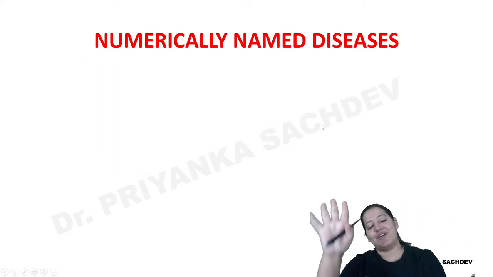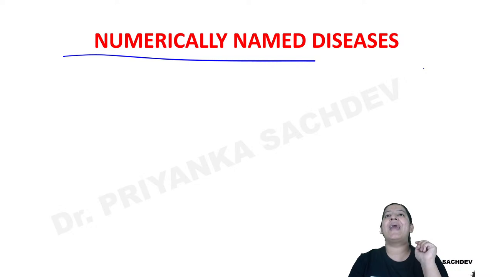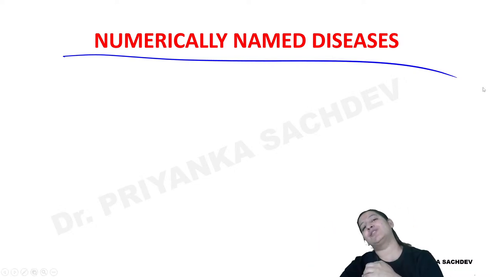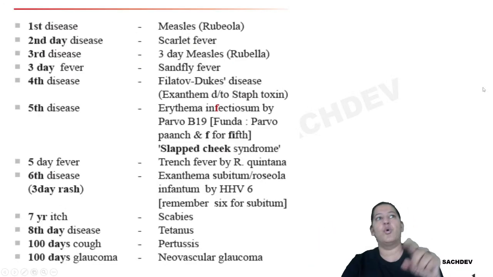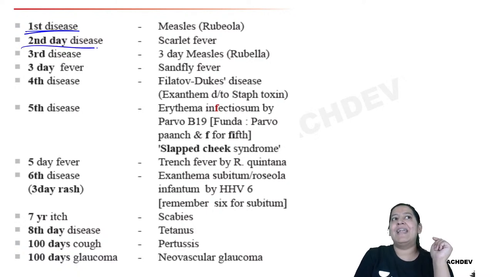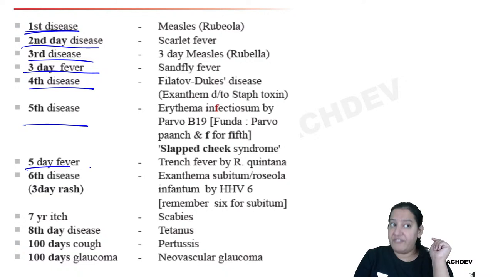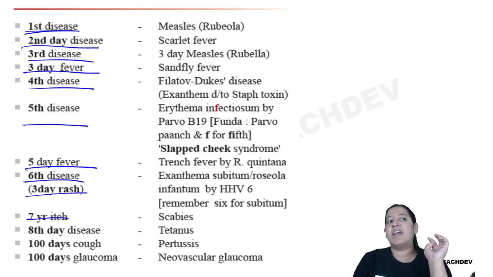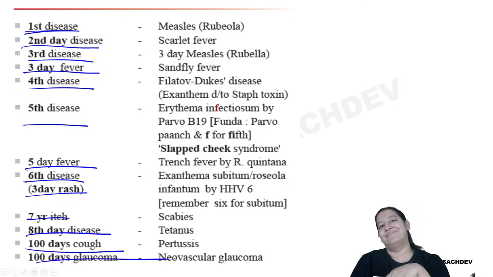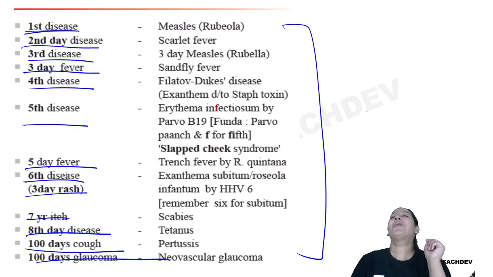Then most important next table, you can't miss: numerically named diseases. Kitne disease tumhe pata hai number se? Disease 1, disease 2, first disease ka naam batao. Second day disease, third disease, third day disease, fourth disease, fifth day disease, sixth disease ko third day rash bhi kehte hain. Seventh year itch, eighth day disease, 100 day cough, 100 day glaucoma. Okay, so all of them are PYQs.